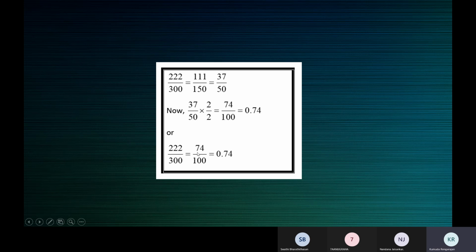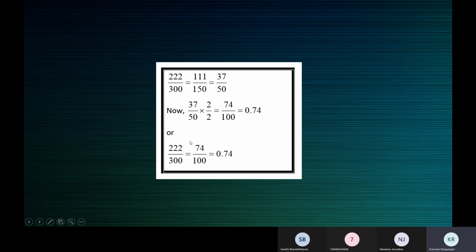When the denominator is 10, 100, 1000, 10,000, it's easy to find the quotient. So the denominator here is already 100. We don't have to bring it to 10, 100 or 1000. And 100 has 2 zeros. So look at the numerator. There should be 2 digits after the decimal point. So it is 74, and it will become 0.74. See, the point is here, and there are 2 digits after the decimal point. So 0.74.